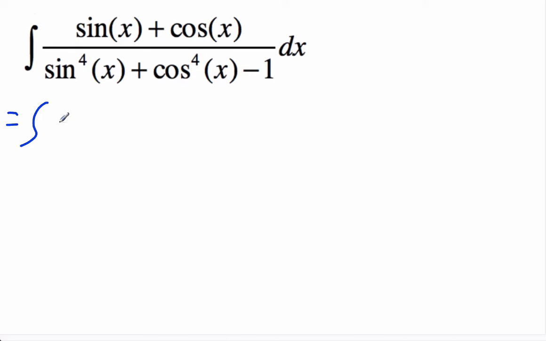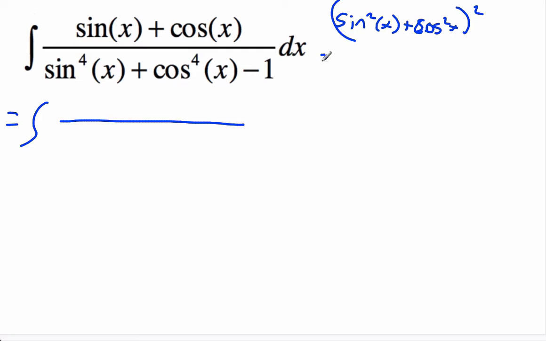Notice that if we consider this expression, sine squared x plus cosine squared x all squared, we get sine to the power 4x plus cosine to the power 4x, plus twice sine squared x cosine squared x. Okay, so we're going to use this.